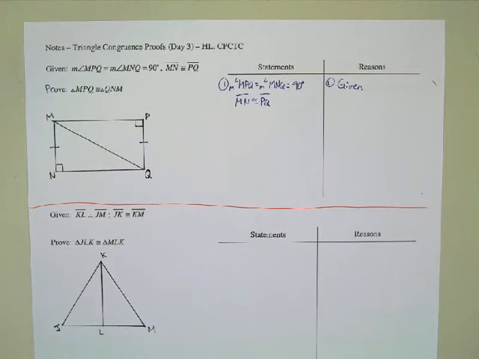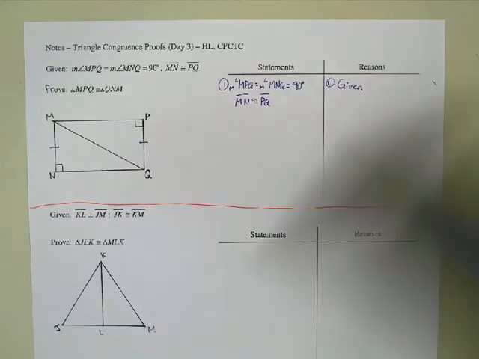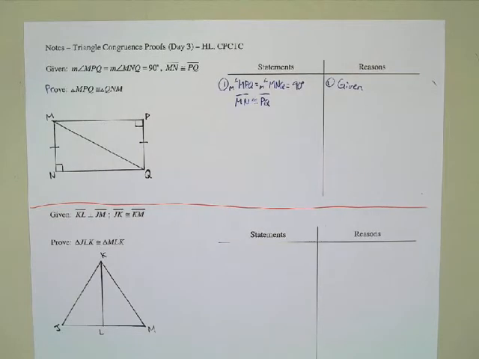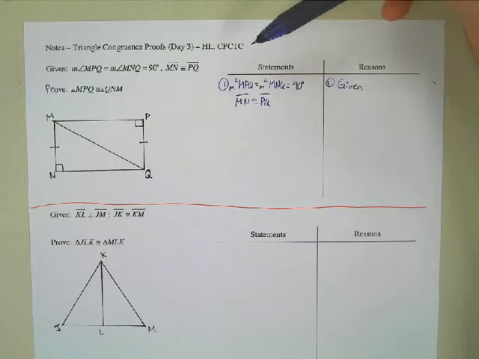Now, since the title of the notes here is hypotenuse leg and CPCTC, then there's a good chance you already know what we're going to be using here. We're going to try and prove these two triangles congruent probably by hypotenuse leg.